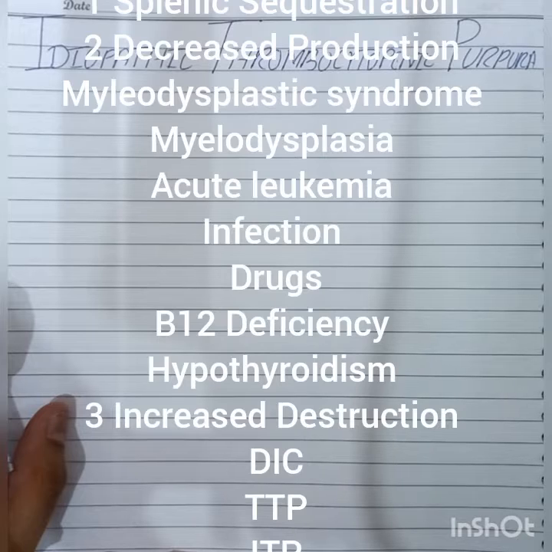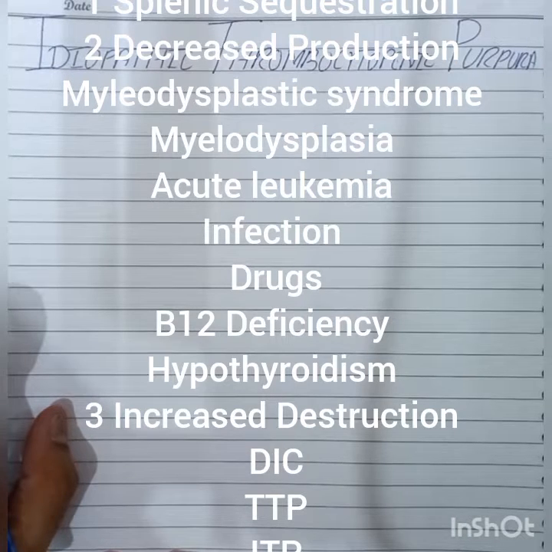The first is due to splenic sequestration, which means that for any reason, if there is hypersplenism, there is more destruction of every cell, like RBC, like WBC, and like platelets. The other is decreased production. So why is there decreased production of platelets? It is due to primary bone marrow disorders like myelodysplastic syndrome, myelodysplasia, and acute leukemia.